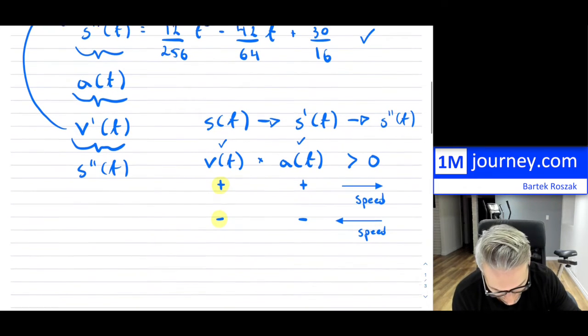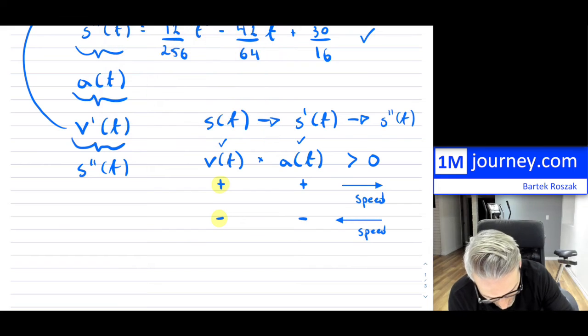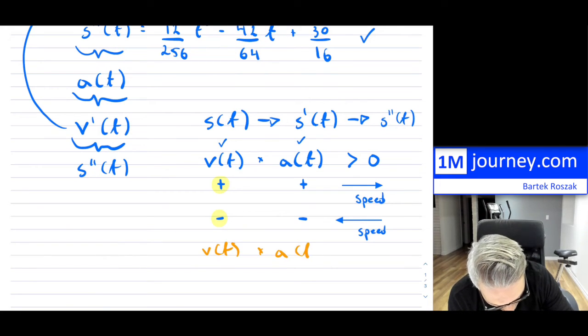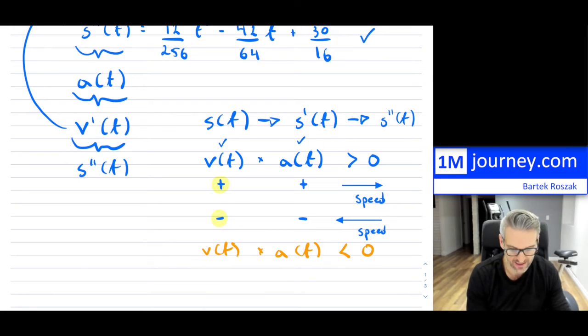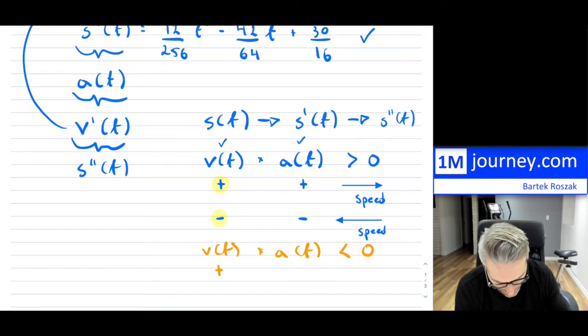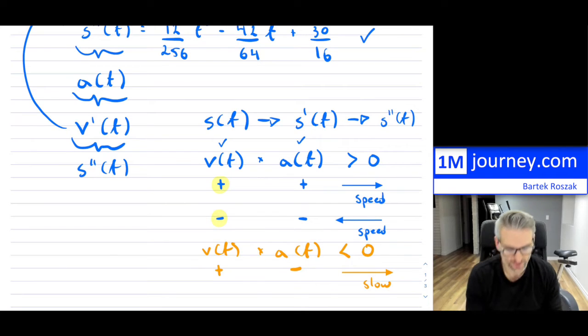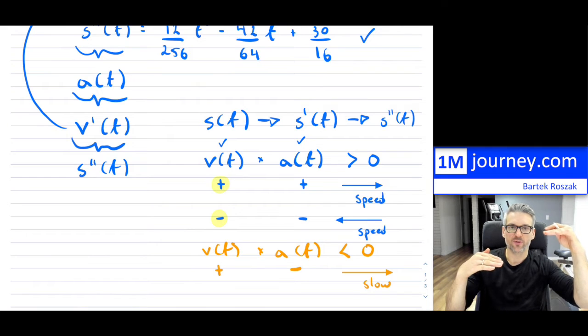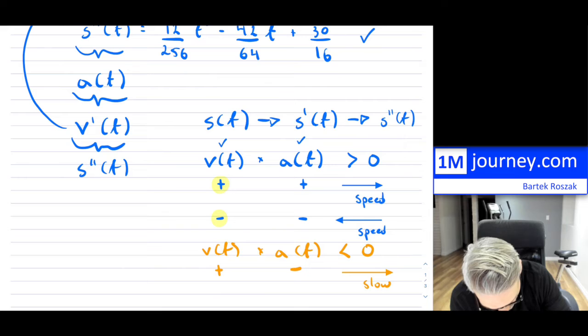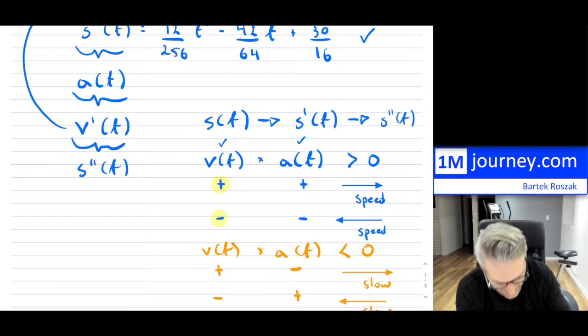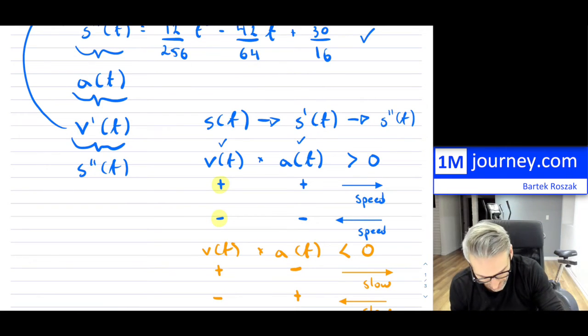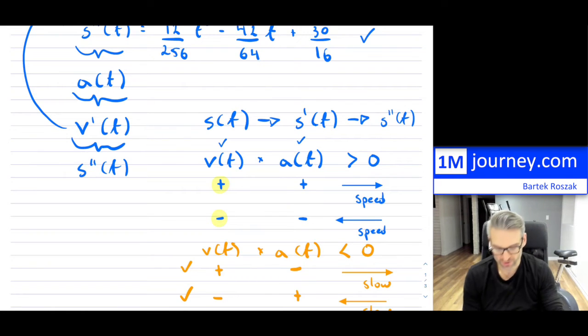Now, if you have your velocity and your acceleration, and when you multiply them together it is less than 0, that basically means maybe you're moving to the right, but your acceleration is to the left. So you're moving in this direction, however, you're going to be slowing down. The acceleration is working against you, right? And if you're going to the left, but your acceleration is to the right, you're still going to be slowing down because the acceleration is against you. So when these two are opposite each other, you're slowing down, which means you're decelerating.